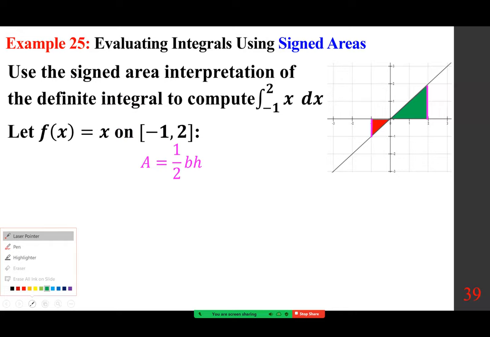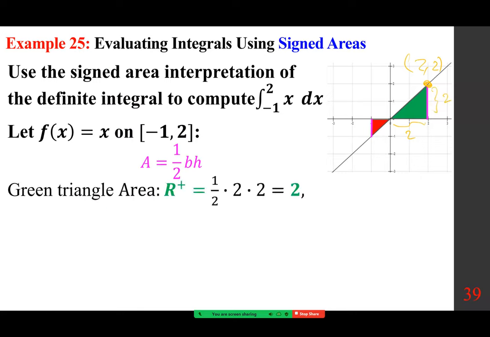So for the green one, this one has coordinates 2 and 2. Therefore, this distance is 2, and so is this distance. So the area is 1/2 times 2 times 2, or 2.